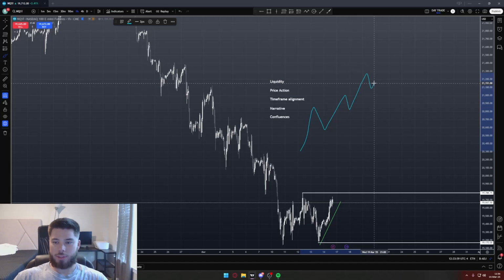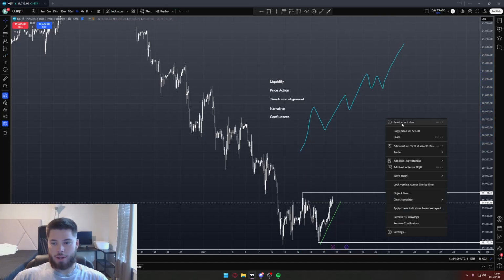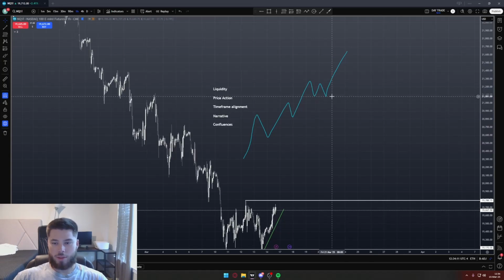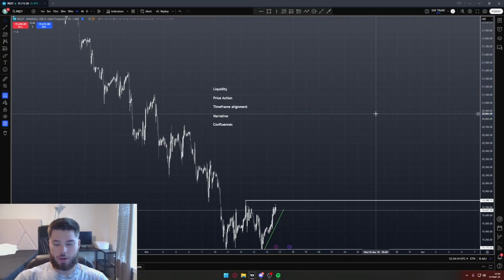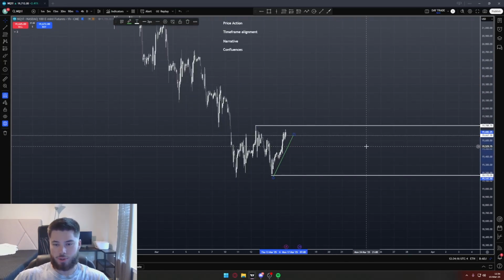Now, sometimes it might fail. This is what I'm trying to explain. It might fail a little bit to take it and come down a little bit and then come back up like this. And that is an advanced method that you can identify. It's called a turtle soup. We're going to get into that during the turtle soup video.